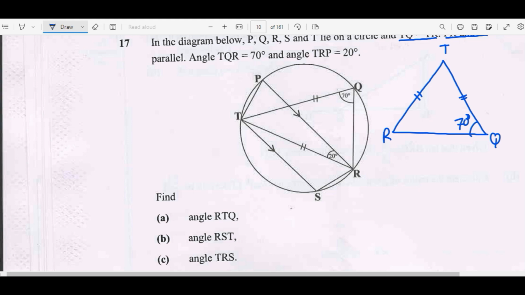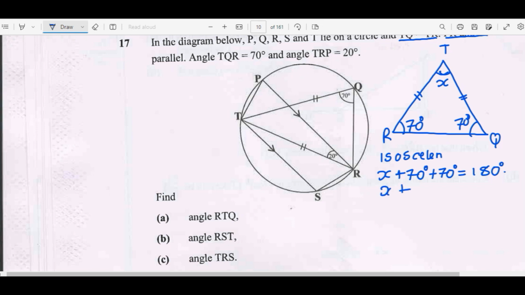Whenever you have such a triangle where two sides are equal, you need to remember that you are dealing with an isosceles triangle. An isosceles triangle says that the base angles are equal. Since there is a 70 here, then there should also be a 70. Then how can we find this angle? Let's just put x here. So x plus 70 plus another 70 must equal 180, according to the sum of angles in a triangle.